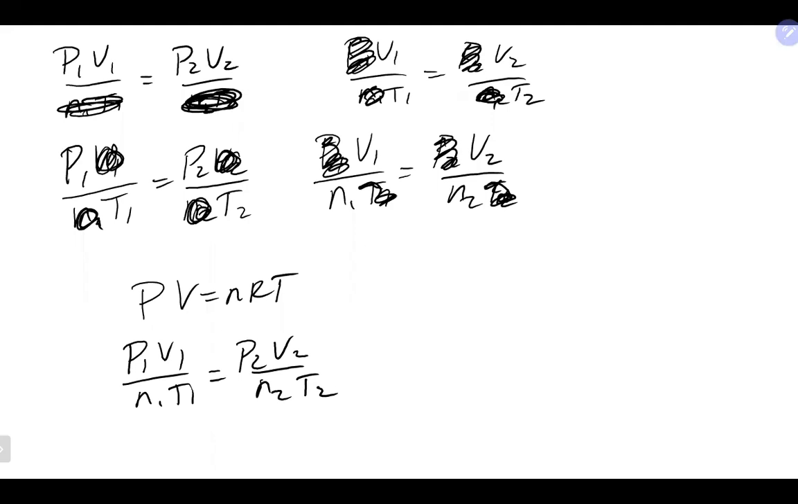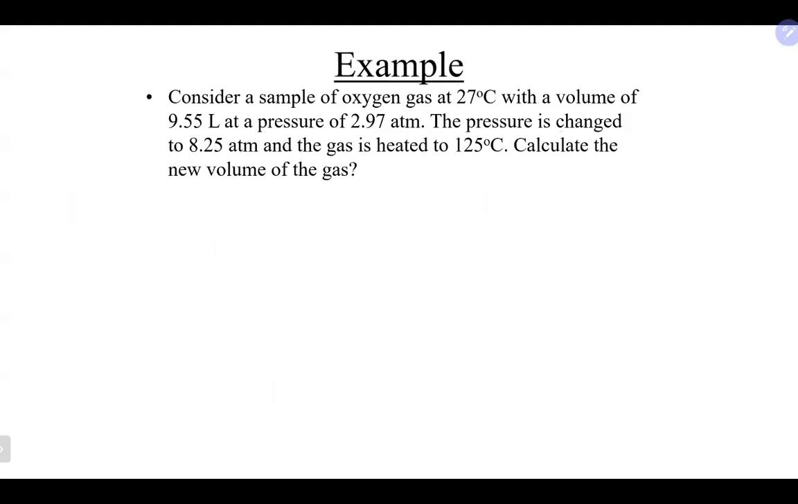All right, so let's try one here. Consider a sample of oxygen gas at 27 degrees Celsius at 9.55 liters and 2.97 atmospheres. We're going to change the pressure to 8.25 and heat it up to 125. We're looking at what the new volume here would be. So take a couple minutes there and see what you come up with. Okay, let's take a look.